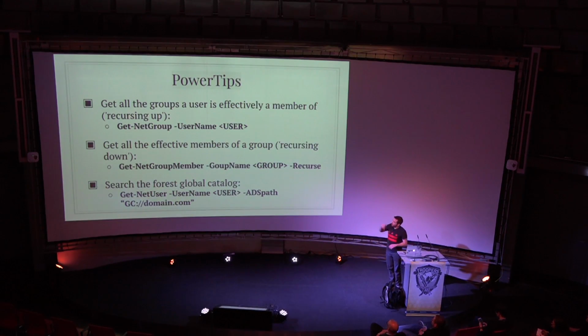A few tips. If you want to get all the groups a user is effectively a part of, so recursing up, even if you have these crazy nested groups and you want to see everything he's a part of, you can do Get-NetGroup with the username. If you want to get all the effective members of a group, so if there are nested groups and you're at the top and you want to recurse down, you can use the -Recurse option with Get-NetGroupMember. If you want to search the global catalog, which is a distributed repository that contains a searchable partial representation of every object in the entire forest, you can just specify GC for global catalog whenever you're using any of these functions, and it'll search the entire forest.